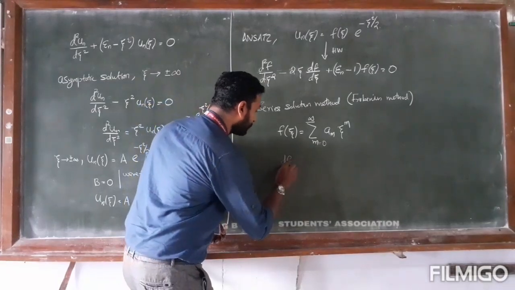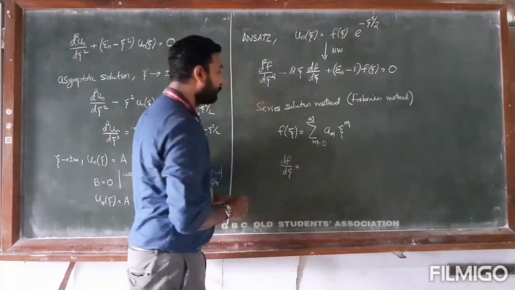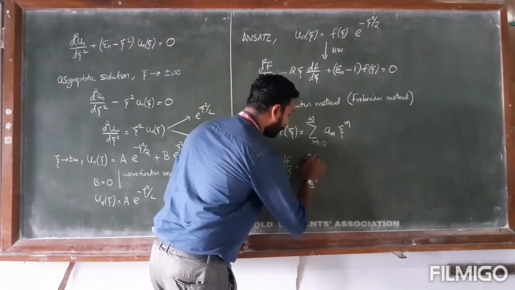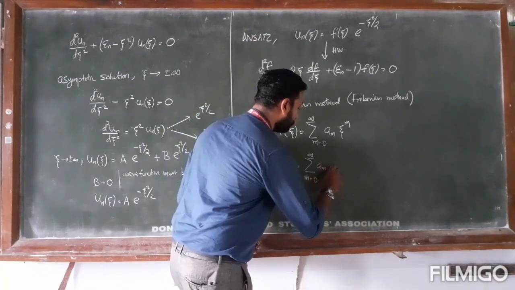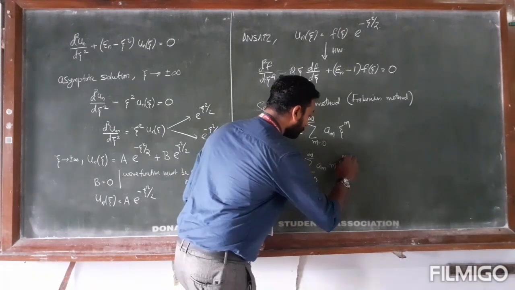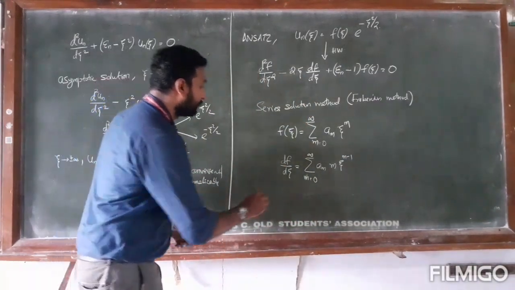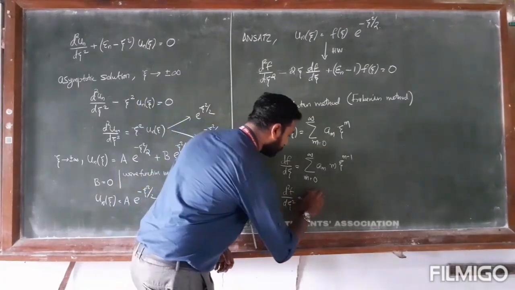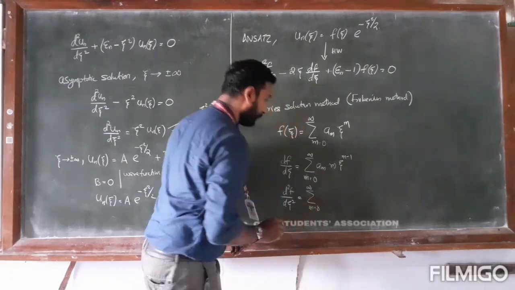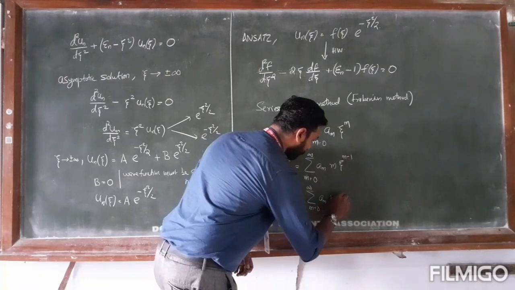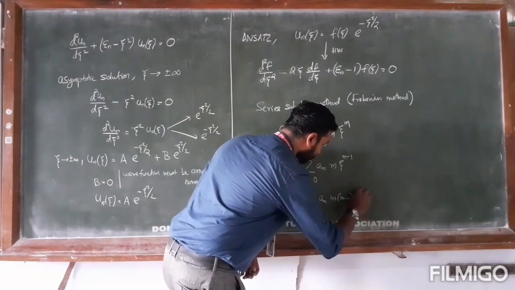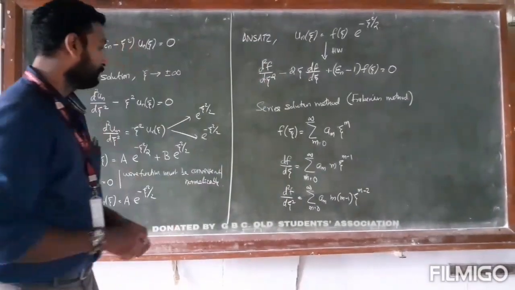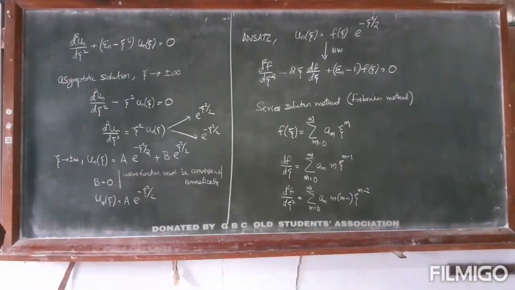So what would be df by d theta? df by d theta would be the sum over m equal to 0 to infinity of a_m m theta raised to m minus 1, and d square f by d theta square would be the sum over m equal to 0 to infinity of a_m m into m minus 1 theta raised to m minus 2. Okay, so better I will remove this part.